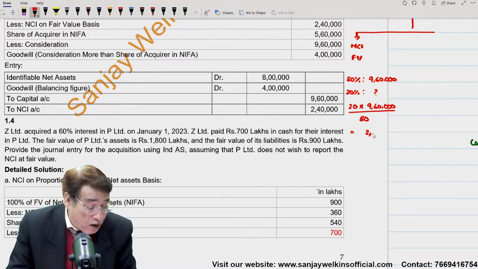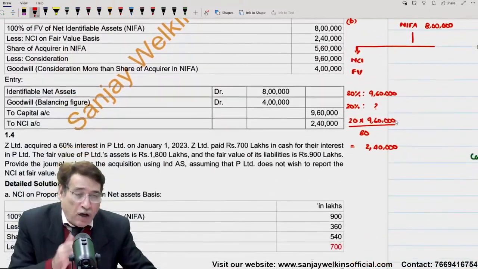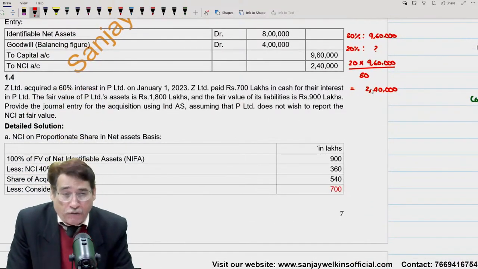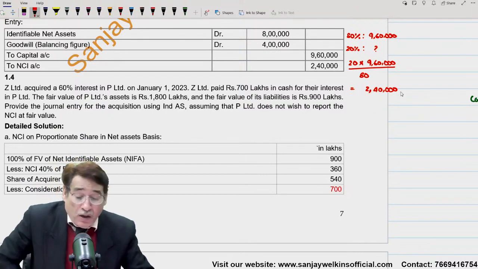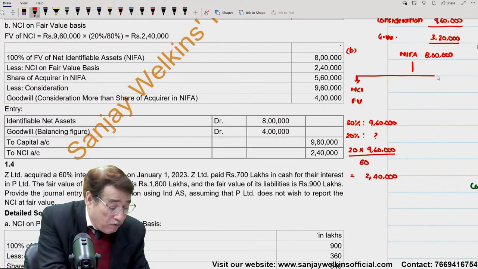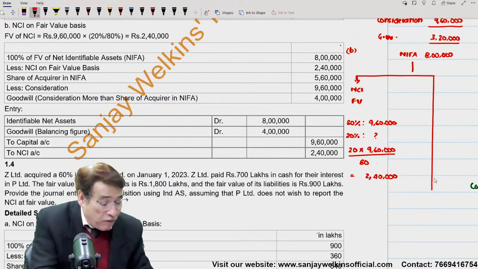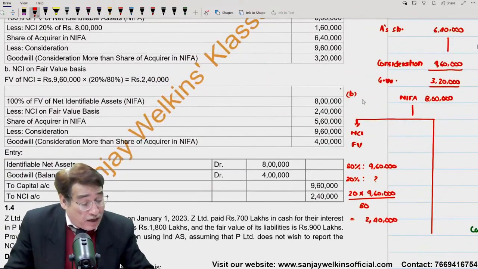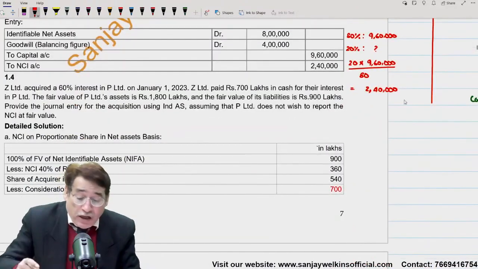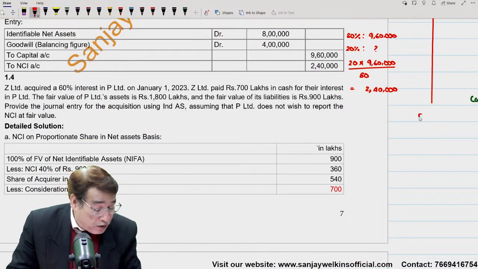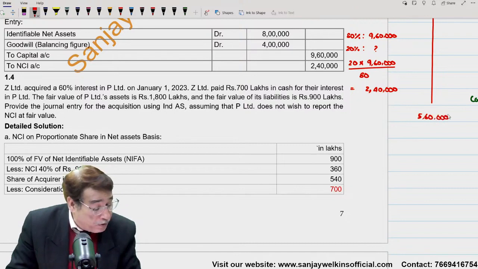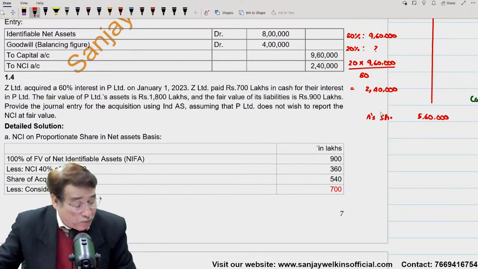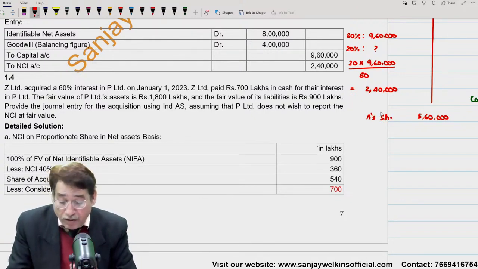So in this case, out of total net assets on the date of acquisition at fair value, 8 lakh, 2,40,000 worth of assets belong to NCI. Is it clear to you? Now, whatever remaining assets are there, I will subtract 240 from 8 lakh. What will be the value? I think it is equal to 5,60,000, if I am not wrong. Please check it. So this will be the acquirer share. Let me also check: 800 minus 240, that is 560.